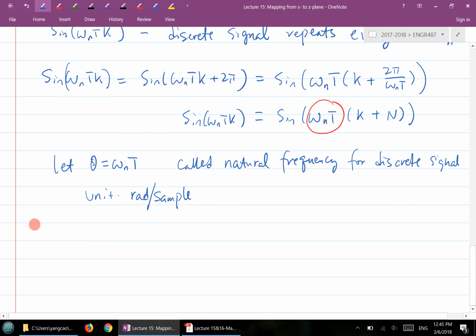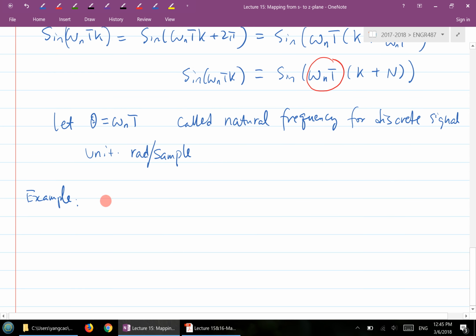So let's take a look at an example. Through the example, we'll have a pretty good idea of what natural frequency means in the digital domain. It's actually quite different. Let's use a sample signal, this time a sinusoid, cosine of pi over 8 times t, to illustrate this natural frequency concept.